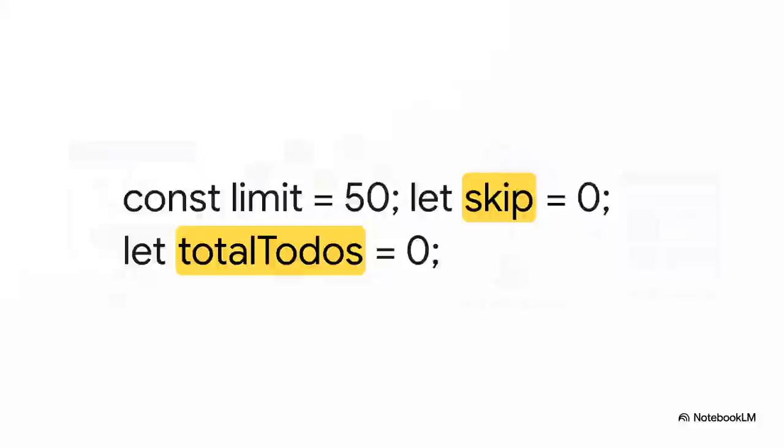And here's what that short-term brain looks like in code. We set const limit equals 50, then let skip equals 0, and let totalTodos equals 0. Now what's really fascinating here is the crucial contrast between the static, unchanging const and those dynamic, shifting let variables. We use const for the limit because our batch size of 50 items per click is never going to change. It's locked in. However, skip and totalTodos will constantly update and grow as we pull in more data. And that is exactly why they must be declared with let, to allow them to mutate.